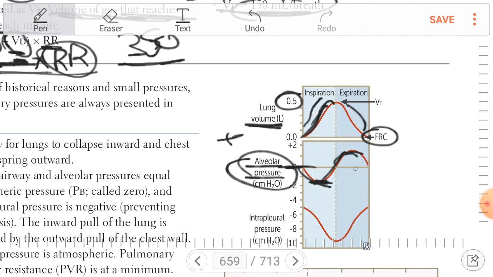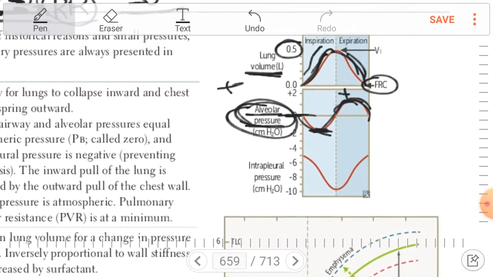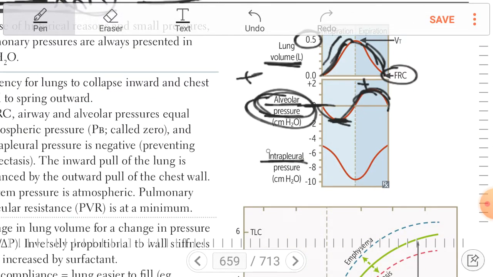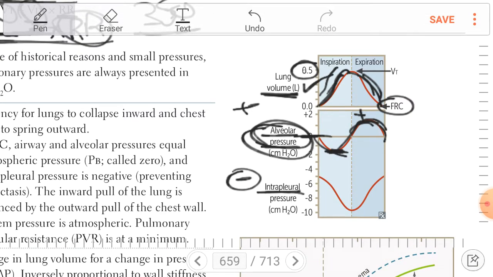Then during expiration, there is positivity of alveolar pressure more than outside the lung, leading to expiration and a decrease in lung volume. Then the next one: intrapleural pressure is always negative. Alveolar pressure may be negative during inspiration and positive during expiration, but intrapleural pressure will always be negative.